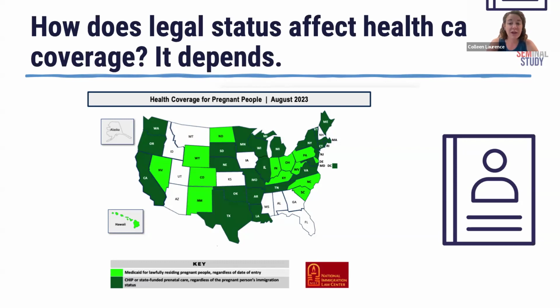Thus far, only 29 states, as well as the District of Columbia, have chosen to provide Medicaid coverage to lawfully residing children and pregnant women without a 5-year waiting period.